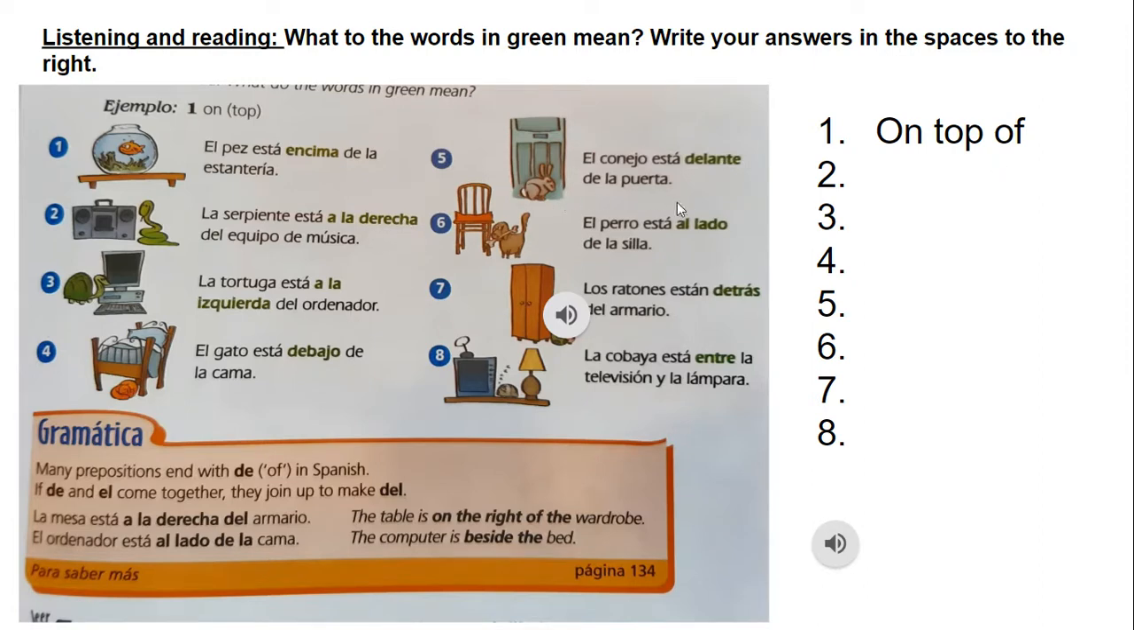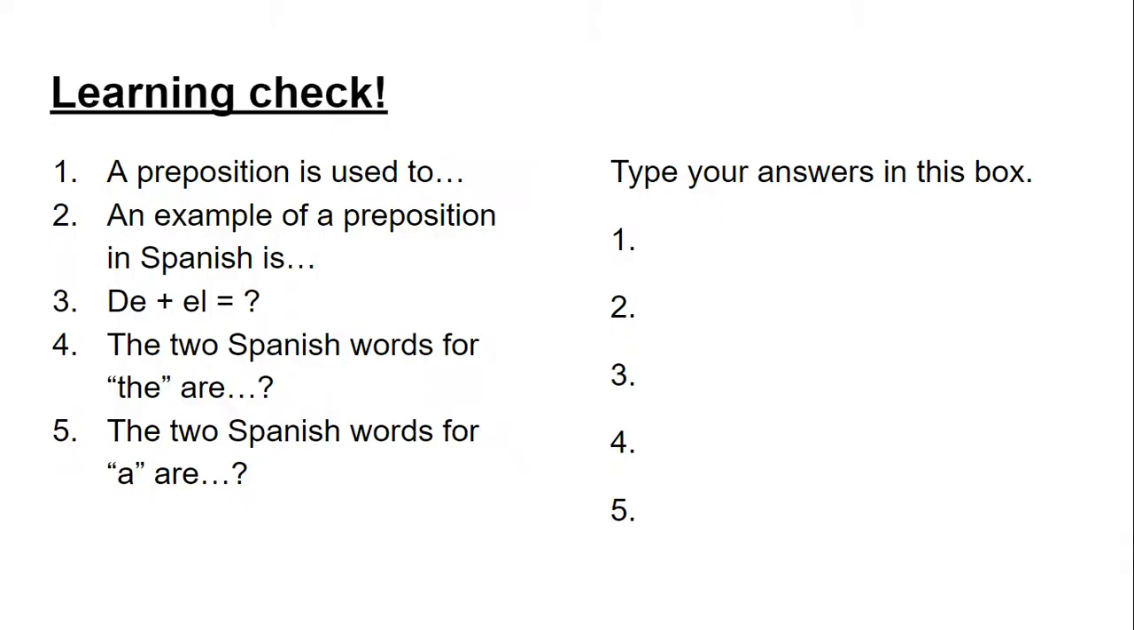And you're going to do that with each of those phrases or words that you see in green. Okay, and again, you can listen as many times as you need to. You've got the transcript to follow. It's fab. Last thing is a learning check.